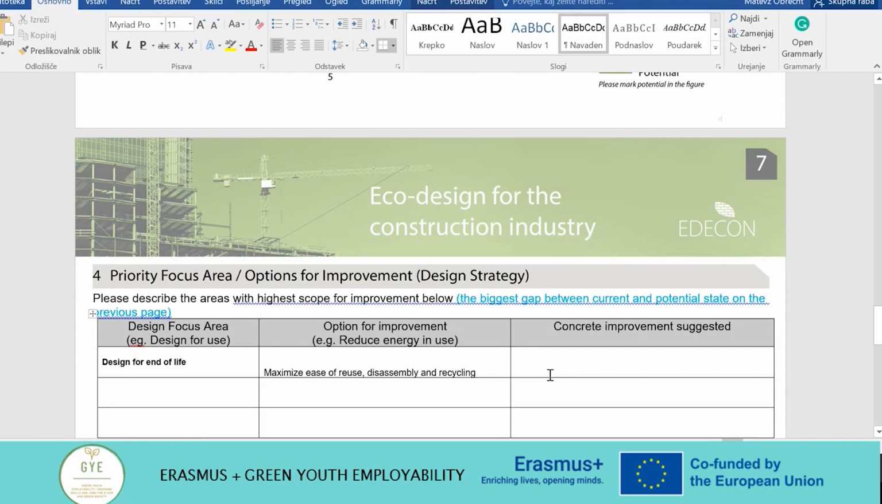And what is some kind of a concrete improved suggestion? So how you could do that? How you could maximize the ease of reuse, or recycling or disassembling. For example, one of the cases is that the plastic bottle and plastic cap are produced out of the same material. So the plastic for the bottle and the plastic for the cap on the top of it is made of the same material.